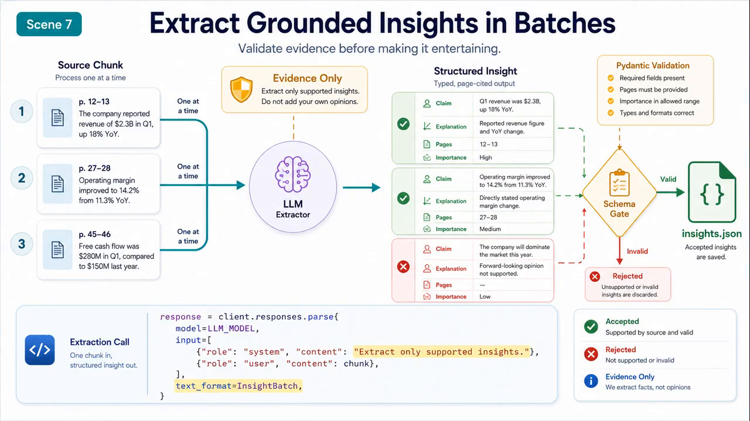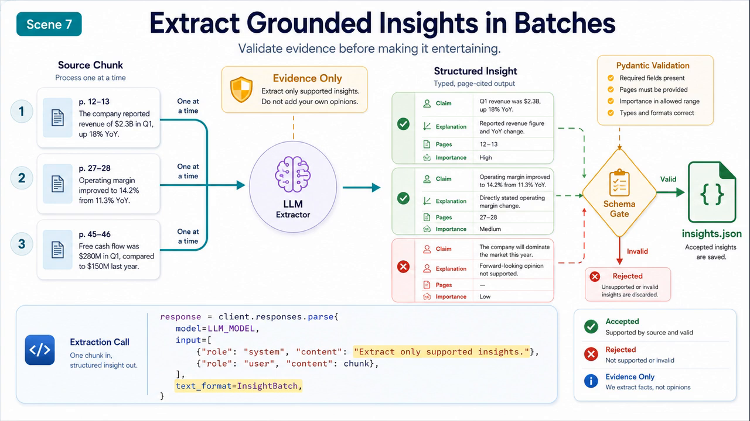The first language model stage does not write podcast dialogue. It turns each source chunk into a short list of claims, explanations, examples, and page references. Structured output forces each insight into predictable fields that Python can validate. The prompt tells the model to use only supplied text and omit claims it cannot support.